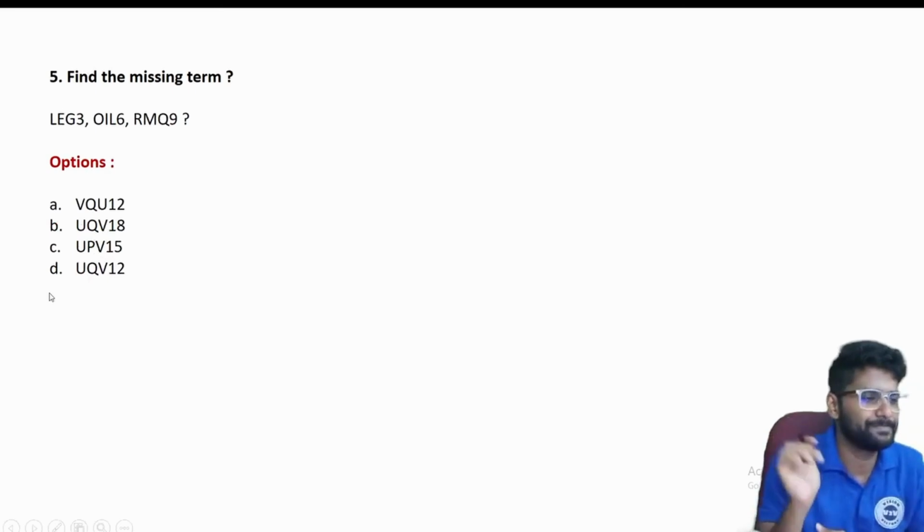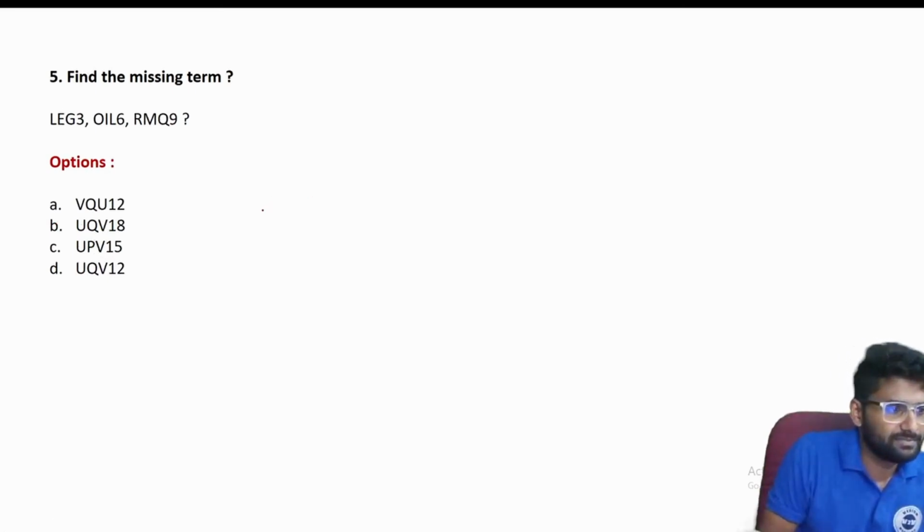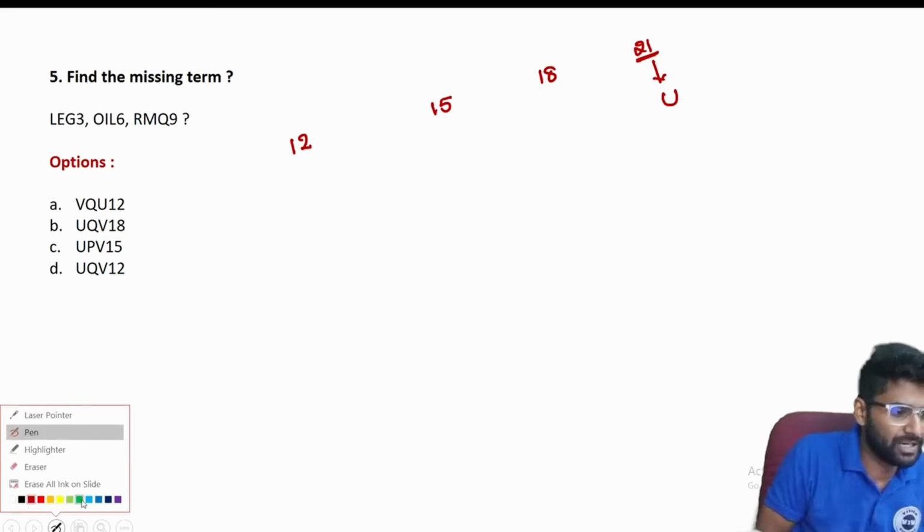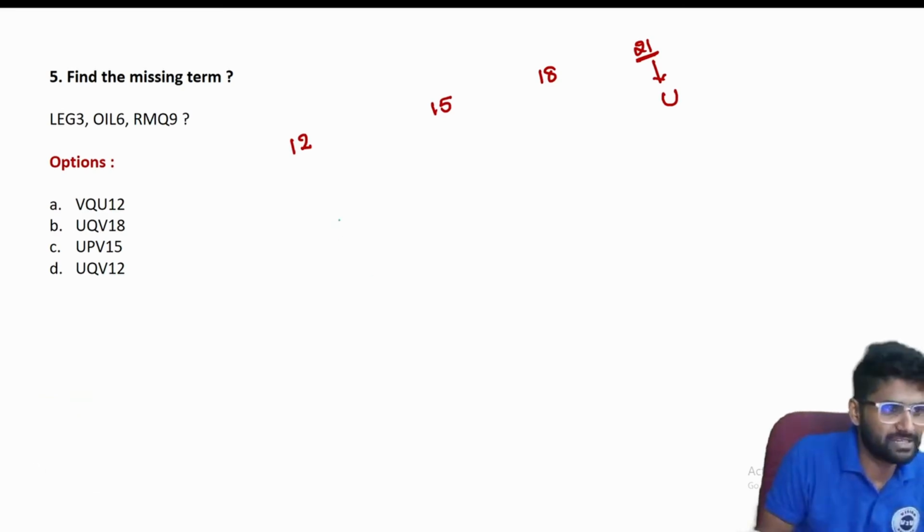Next one. Now see here, L is the 12th letter, guys. L is the 12th letter, O is the 15th letter, R is the 18th letter. So the next number must be the 21st letter. What is the 21st letter here? U. Now we have three options. You can eliminate one of the options. The first option is eliminated.